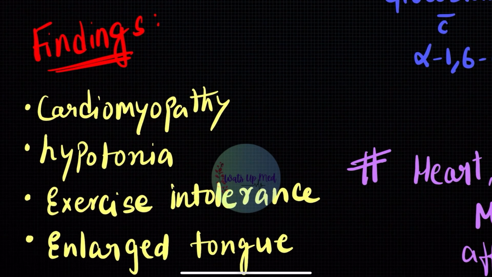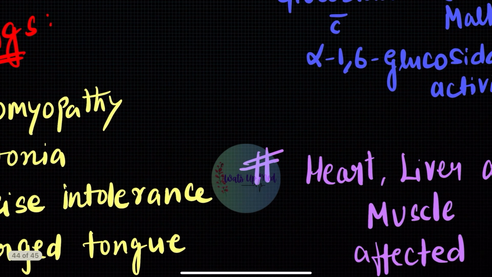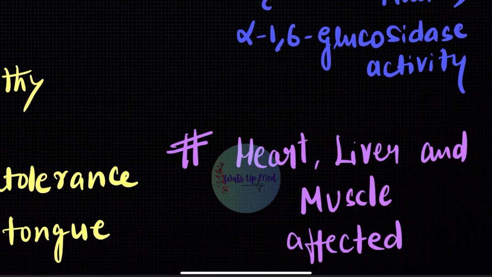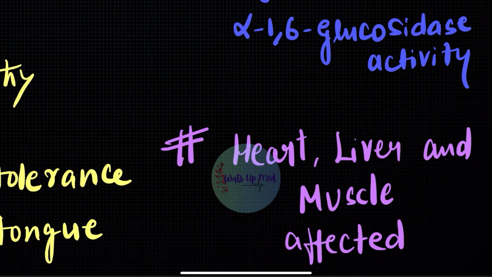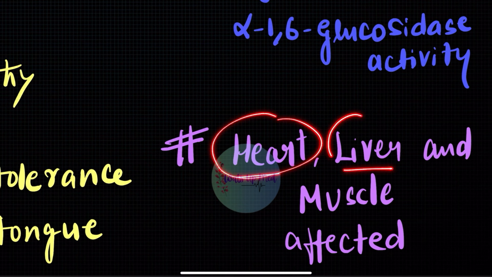Okay, now we will talk about the findings which we see in Pompe's disease. So basically more important findings are cardiomyopathy, hypotonia, which means the tonicity of the muscle will be lost, exercise intolerance, and an enlarged tongue, which is macroglossia. Now we will see what the major organs affected in this disease are. So basically heart and liver are the main organs which are affected.